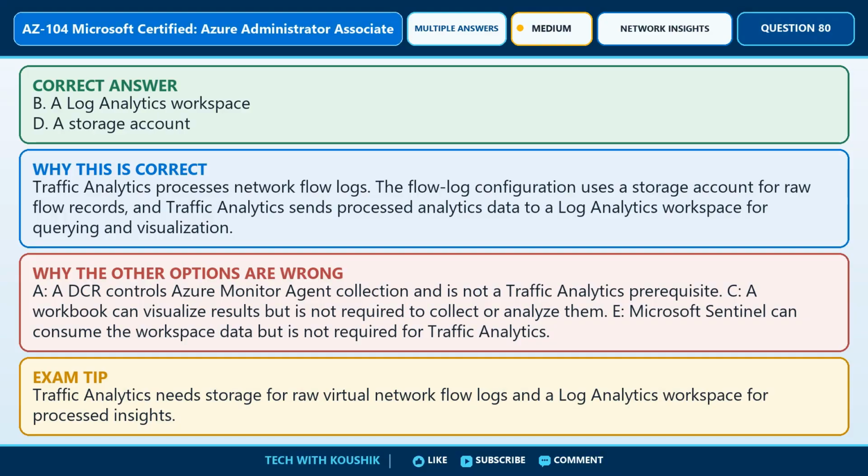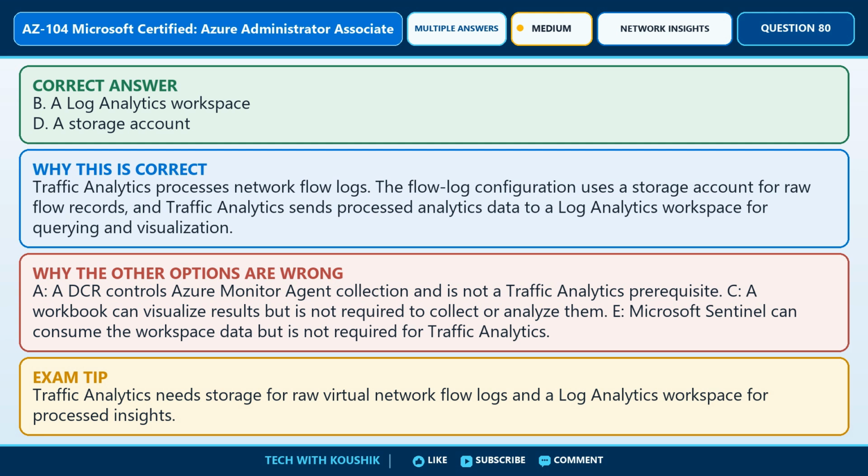The required selections are option B, a log analytics workspace, and option D, a storage account. The requirement is satisfied because traffic analytics processes network flow logs. The flow log configuration uses a storage account for raw flow records, and traffic analytics sends processed analytics data to a log analytics workspace for querying and visualization.